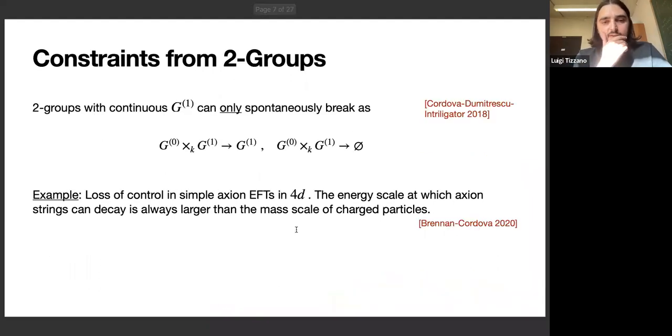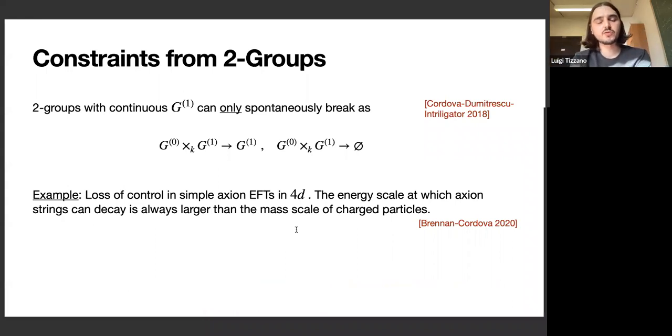And so, okay, one could ask, why are we interested in two-groups? And maybe also, is there anything dynamical that could be said about the existence of two-groups? Like, does a theory that has a two-group global symmetry have to respect certain dynamical constraints? And one interesting hint comes from the following argument.